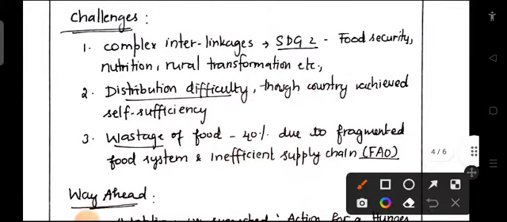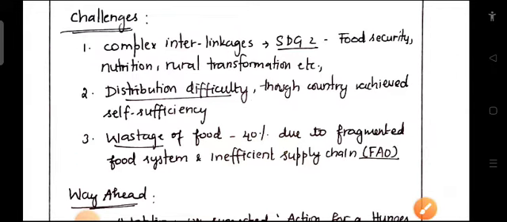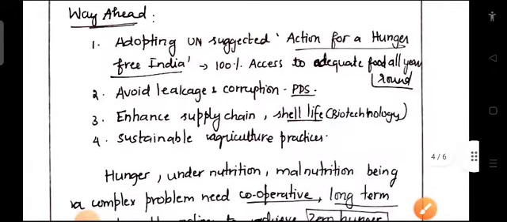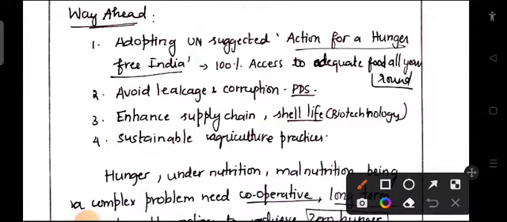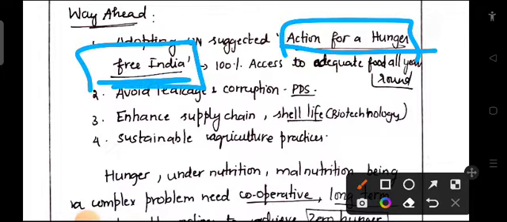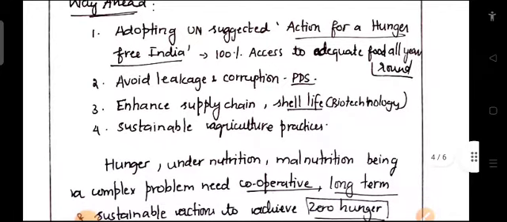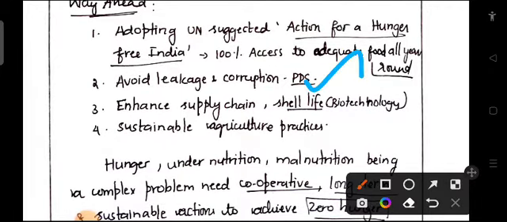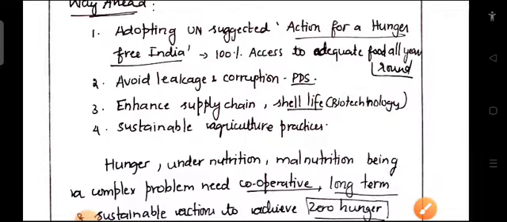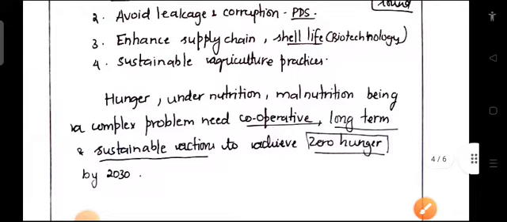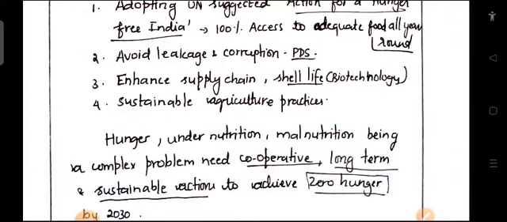These are the challenges. Now, what is the way ahead or way forward? We have to adopt the UN strategy of action for a hunger-free India, for which the UN has suggested a strategy. We have to adopt it. 100% access to adequate food all year round. Then we have to avoid leakages and corruption in the PDS system. Enhance supply chain and shelf life. How can we enhance the shelf life? By using biotechnology methods. And then sustainable agricultural practice. These are some of the steps we have to follow.